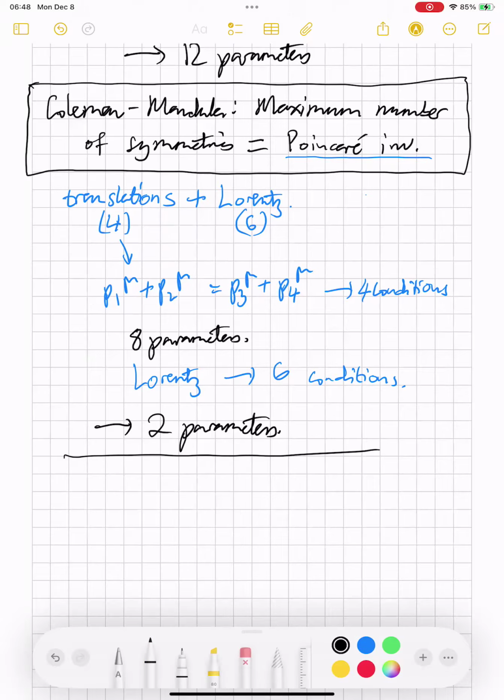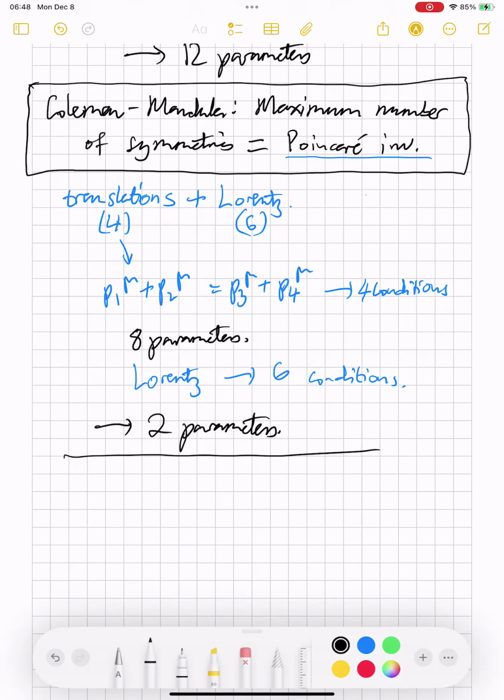But as long as we're just looking at space-time symmetries, the things that do act on the momenta, there's a biggest possible set of symmetries that you could have, and that's given to you by Poincare invariance. So I just want you to be aware of that result.